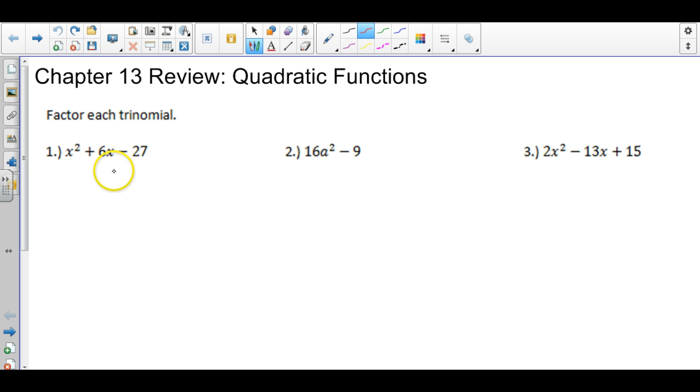We're not going to set them equal to 0 or anything, but we will end up using a couple of the rules for difference of perfect squares, and we will use factoring perfect square trinomials.